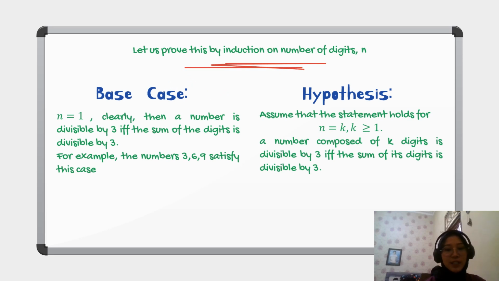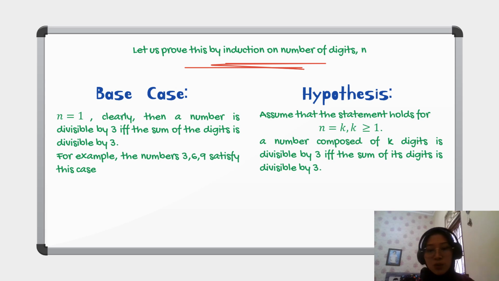Okay, the solution is: let us prove this by induction on the number of digits n. For n equals 1, clearly a number is divisible by 3 if and only if the sum of the digits is divisible by 3. For example, the number 369 satisfies this case.